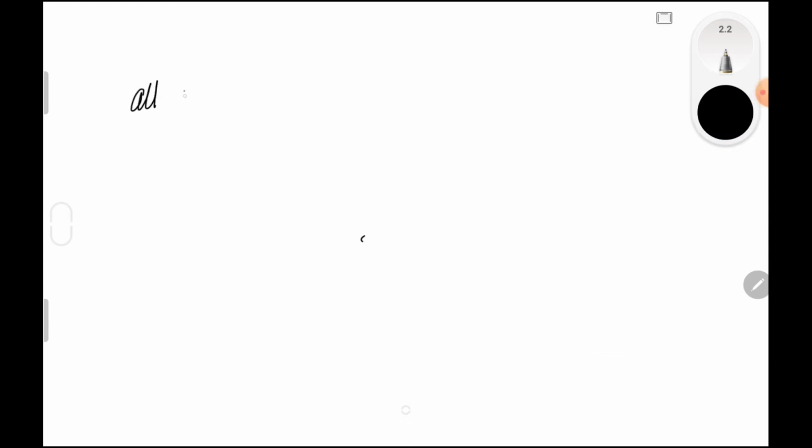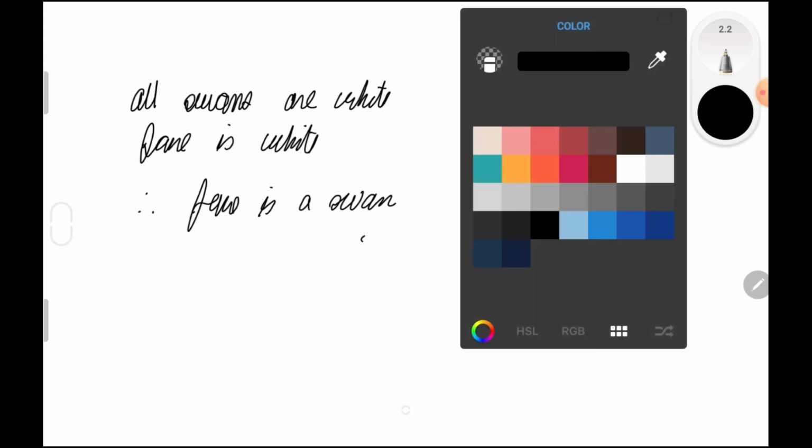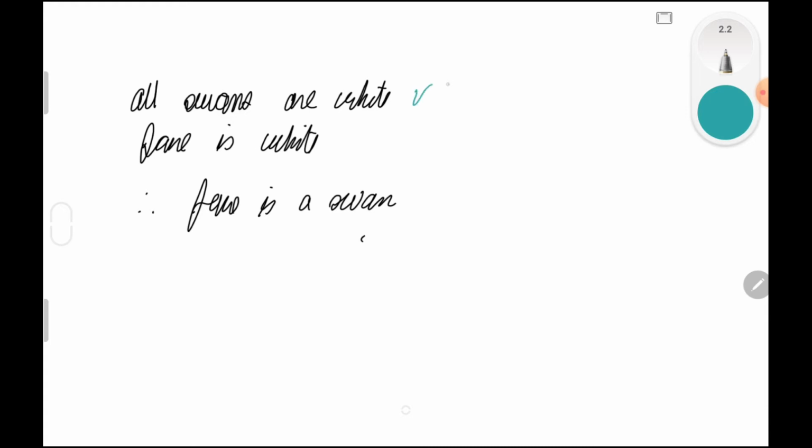All swans are white. Jane is white, therefore Jane is a swan. Okay? So, in this point, you can see this is true, di ba? And also, this is an assumed premise, okay? So, pwede natin i-assume to na true if it is describing a person that Jane is white, okay?